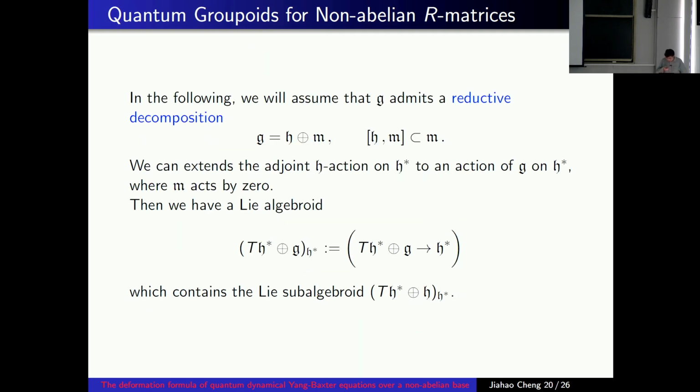Well, okay. Now we assume that G has a decomposition, decomposed as H direct sum M. Here M is preserved by the H action. We call this a reductive action. If G has this decomposition, then you can define a Lie algebra, which is TH star times G. Here we extend the action of H on H star to the action of the whole Lie algebra G, which requires M to act as 0 on H star. Is it supposed to be a subalgebra or subspace? Subspace. Okay, with this assumption you can construct a new Lie algebra, which contains TH star times H as a Lie subalgebra.